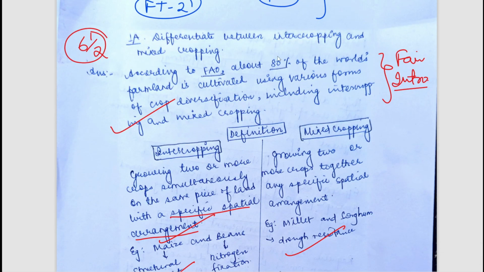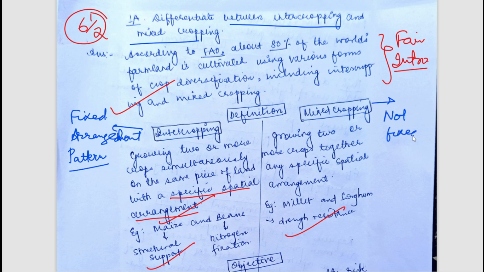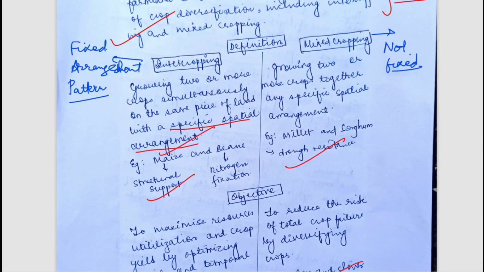So the first question was, differentiate between intercropping and mixed cropping. We all know that in both croppings two or more crops are planted, but the major difference is that in intercropping there is a fixed arrangement pattern, whereas in mixed cropping it is not fixed, it is just random. So this is the major difference, and you can pause the video and read the answers.